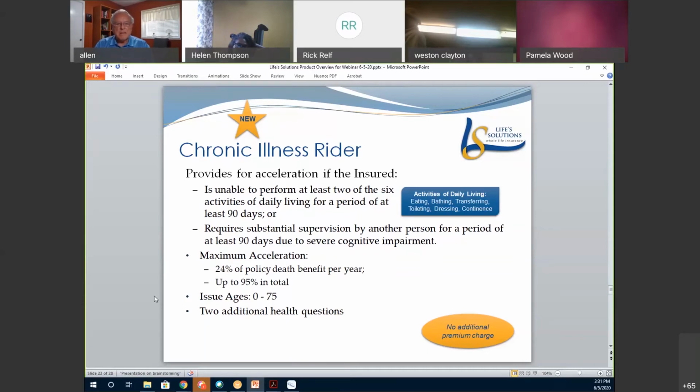So the rider here, you put this on, and they can take up to 24% of the death benefit per year. You can't take 95 at one time, but up to 24. And it's typically going to be used to help provide for that care. And you can do that up to a total of 95% of the death benefit. This is available on policies with issue ages 0 to 75. Now here we do ask 2 additional health questions. We'll touch on that in a second. But again, let me stress, no premium charge for this. This is free. Next slide, please.